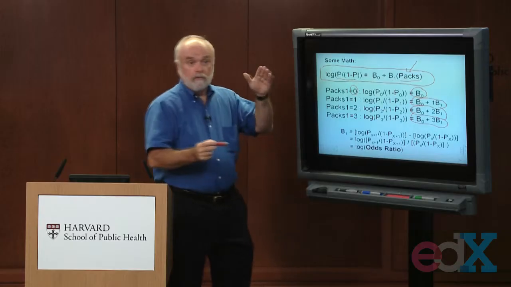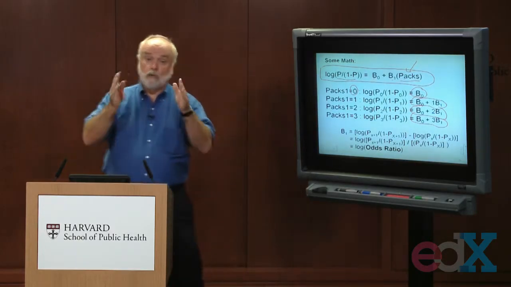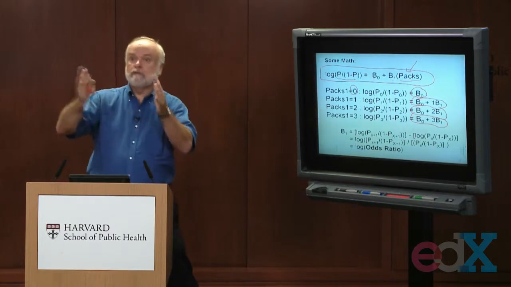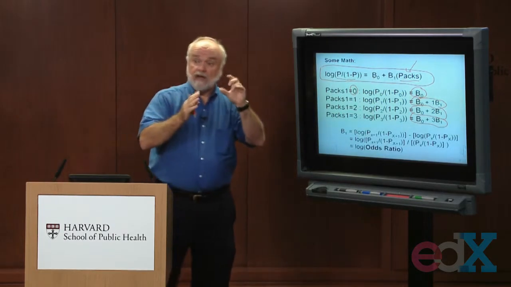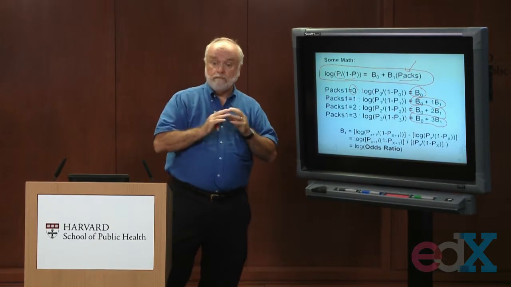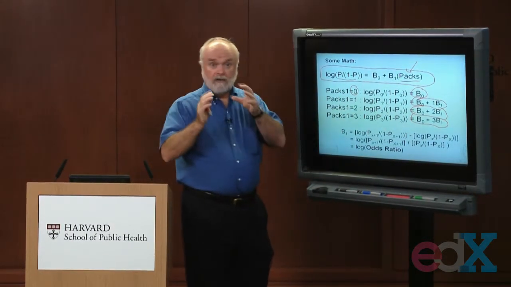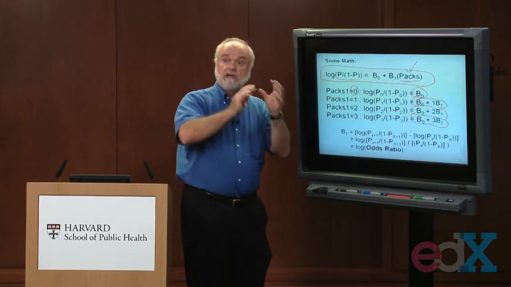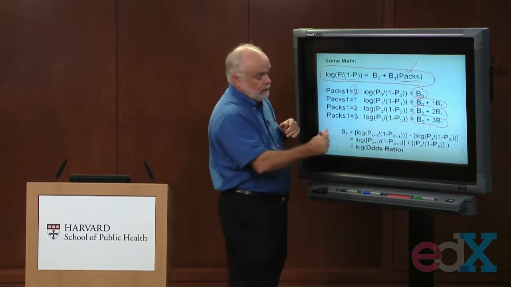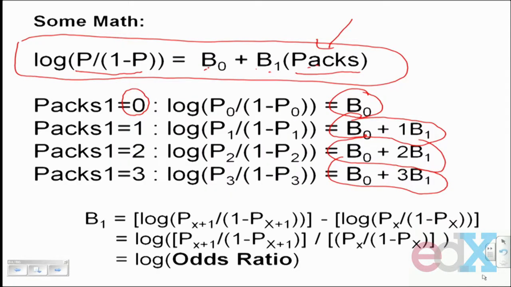So notice as you move from 0 packs to 1 pack, or 1 pack to 2 packs, or 2 packs to 3 packs, your log odds of dying increases by the value B1. B1 tells you the change in your log odds when you change from X packs of cigarettes to X plus 1 packs of cigarettes. So B1 is the log odds of dying when you smoke X plus 1 packs of cigarettes minus the log odds of dying when you smoke exactly X packs of cigarettes.